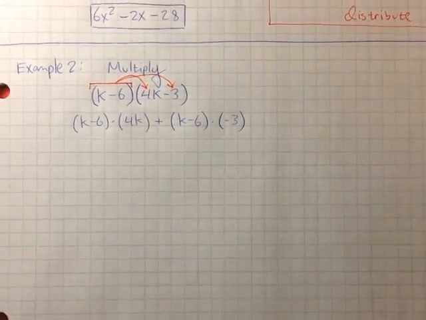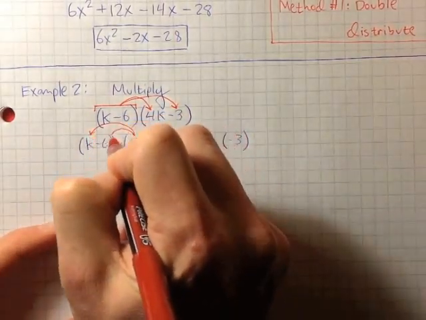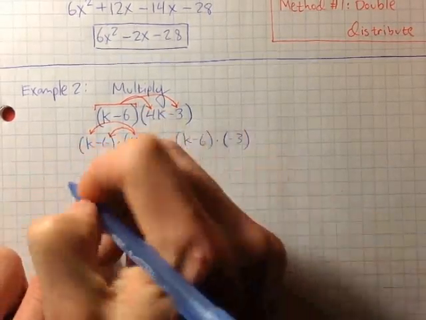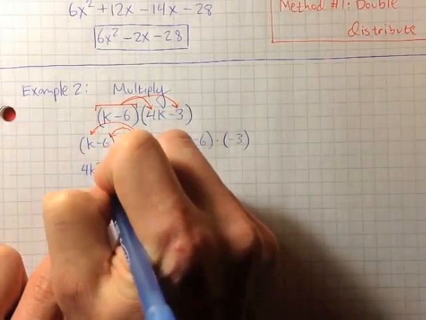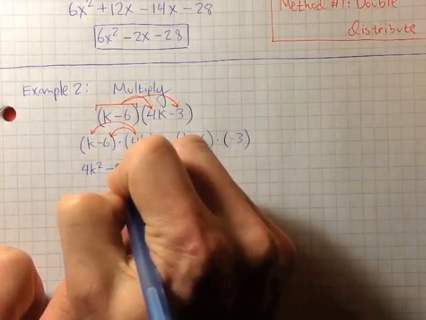So on this next line, we are going to distribute again. 4k goes to the k and to the negative 6. K times 4k is 4k squared. 4k times negative 6 is negative 24k.